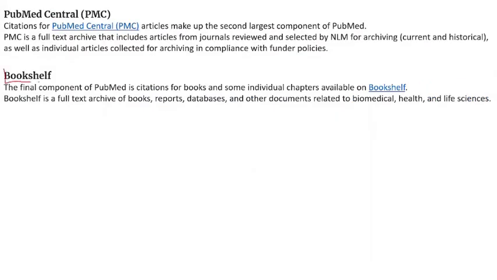Books are also available through PubMed. The research journals are available. The notes are available. Different types of data are there, like reports, short publications, and short communications. This is one type of publication related to biomedical, health, and life sciences.